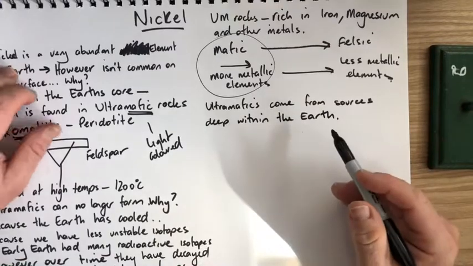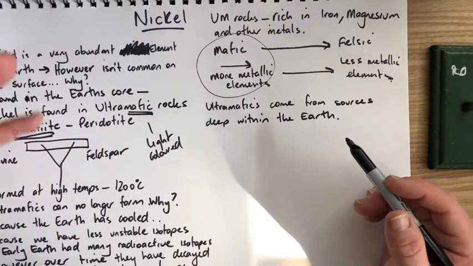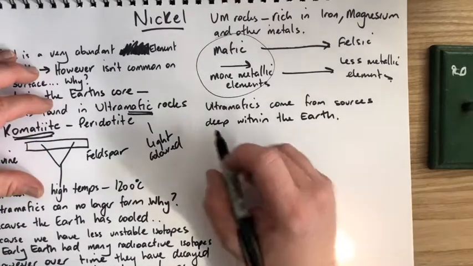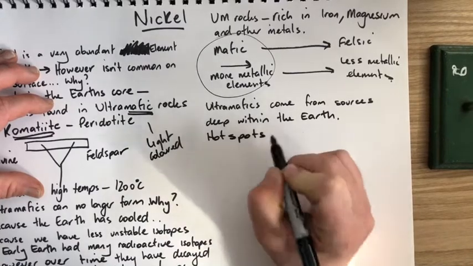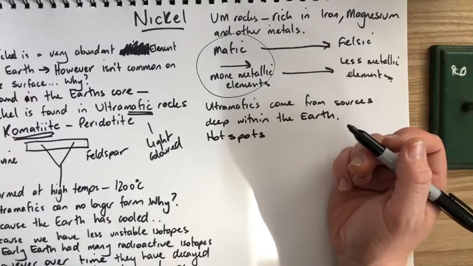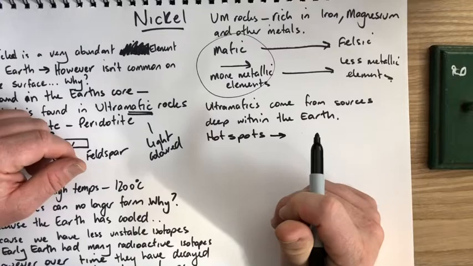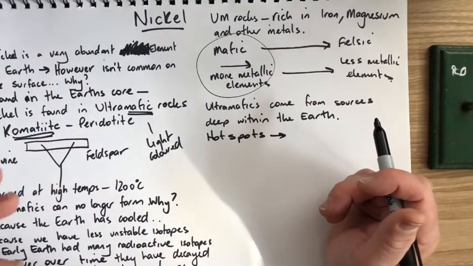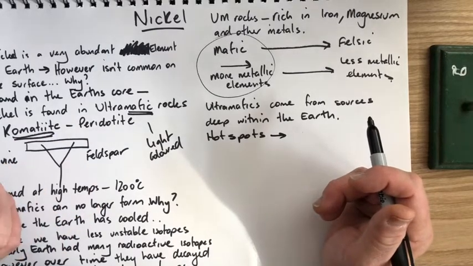Now, if we're bringing something up from deep within the earth, there are only a couple of places in the world where we can get these sort of rock formations occurring. One of them is hotspots. The other is divergent boundaries, if you look at places like Iceland. But hotspots is the example that we're going to look at. Many of our nickel deposits are actually thought to be ancient hotspot volcanoes.